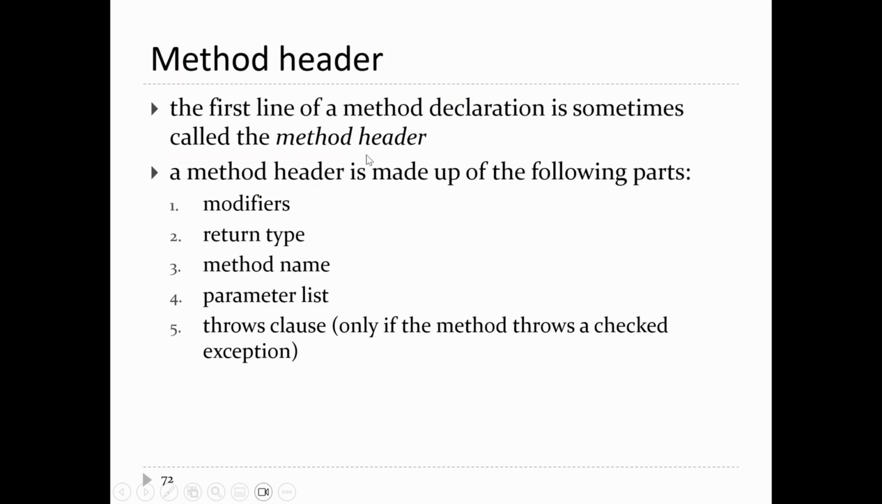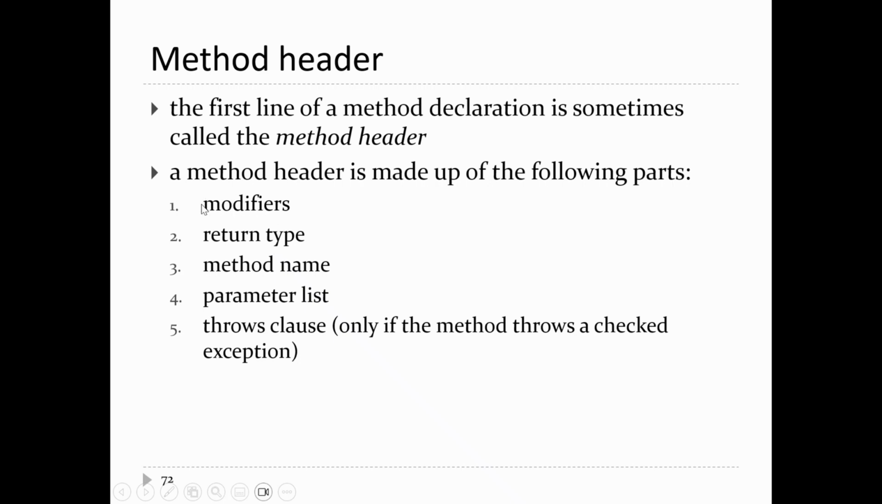When you're writing these methods, the way that you write a method has a standard form in Java. The first line where you write your method is called the method header. Your method header is always made up of up to five parts. We're not really going to look at the fifth part in this course, but the other four will be important to us.